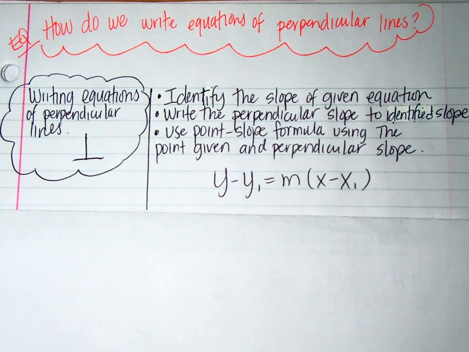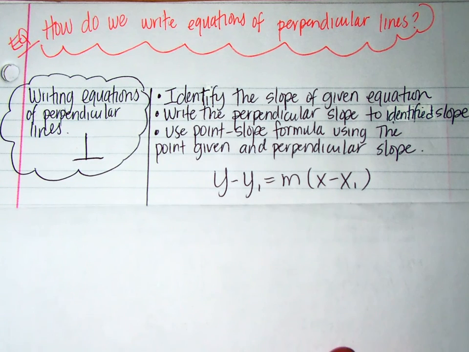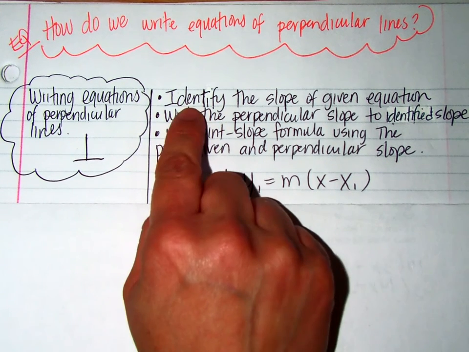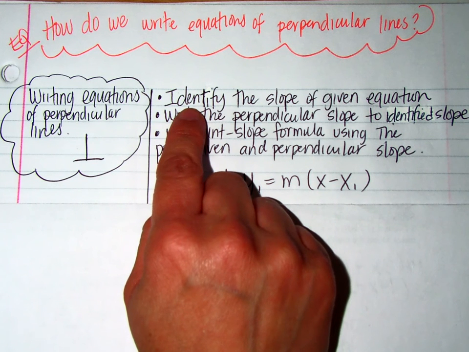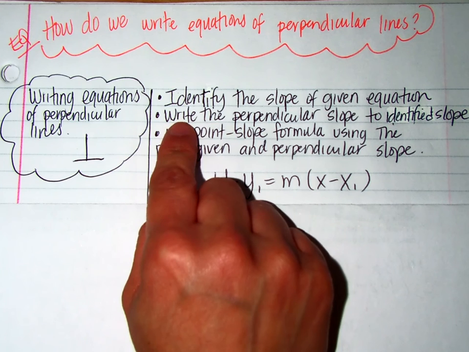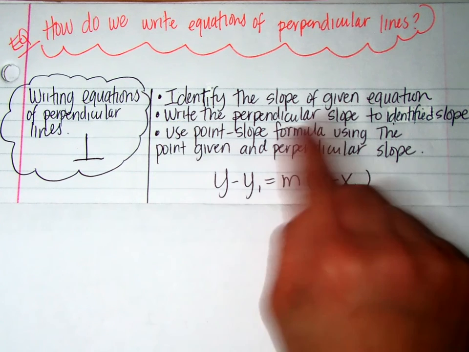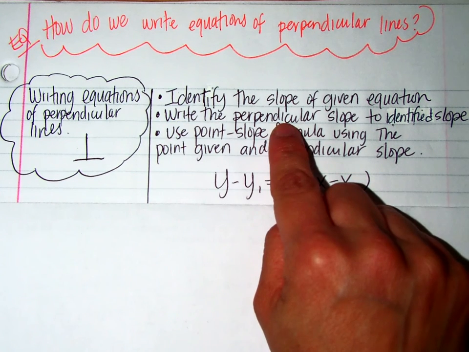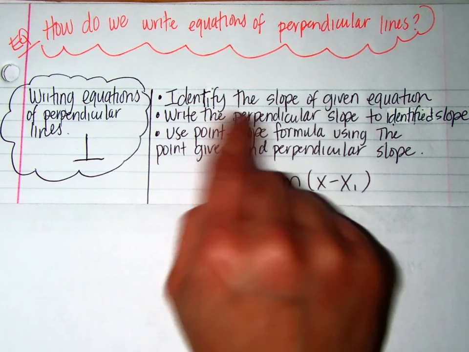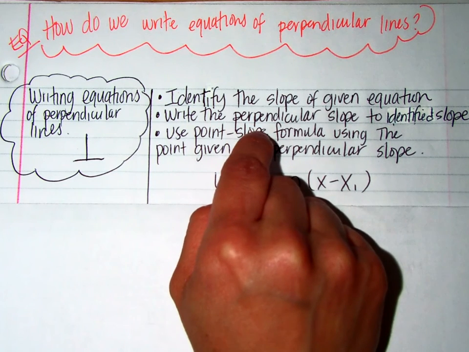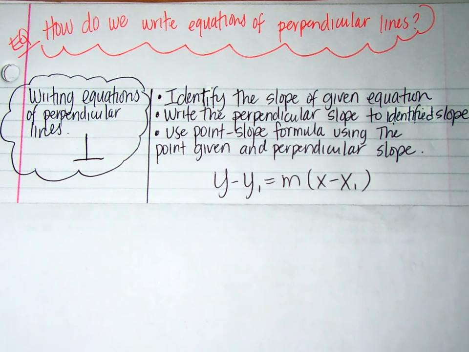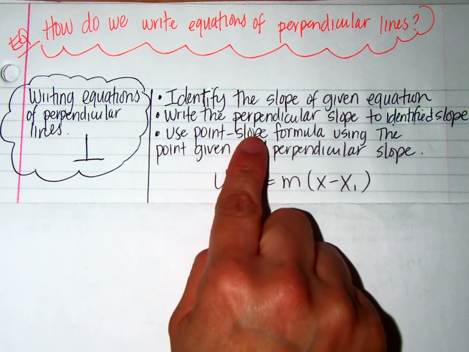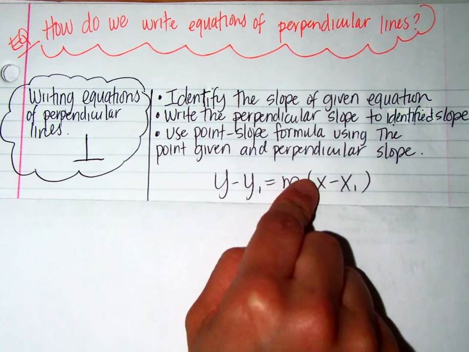The first thing we need to do is identify the slope of the given equation. So whatever equation you're given, make sure to identify the slope. Now the next step is different from parallel lines because now we need to write the perpendicular slope to the identified slope. So whatever slope we found, we must write the opposite reciprocal so that we can use that new slope with a point slope formula to get the equation of the line.